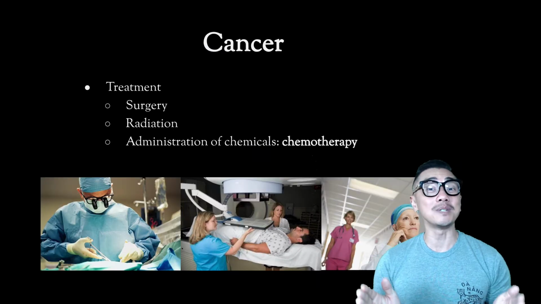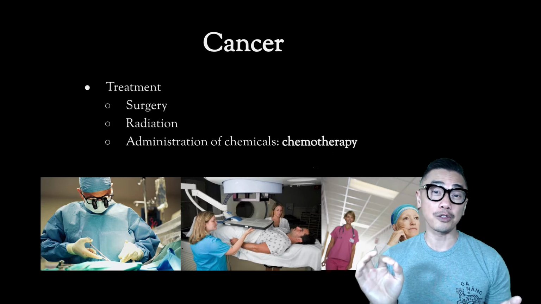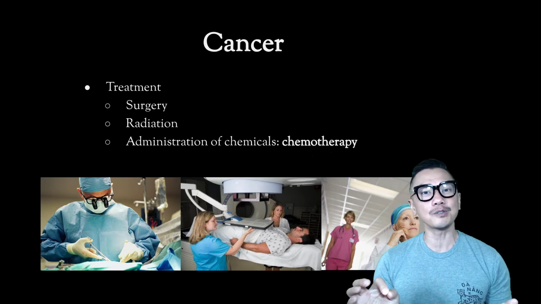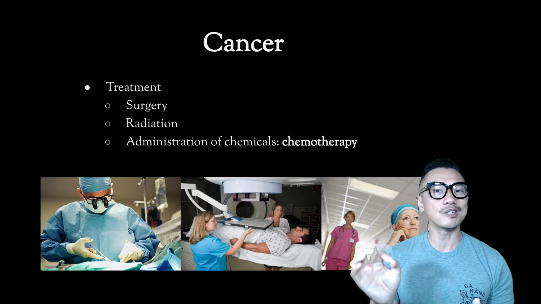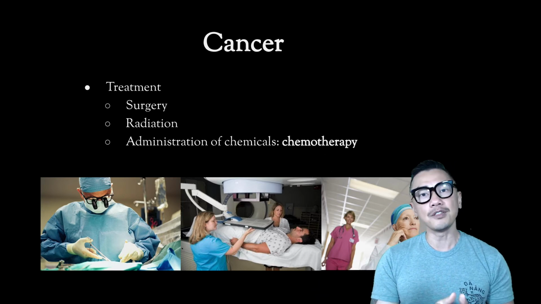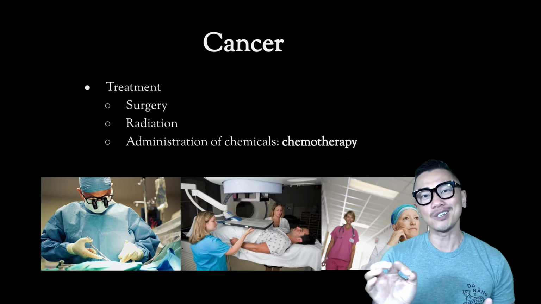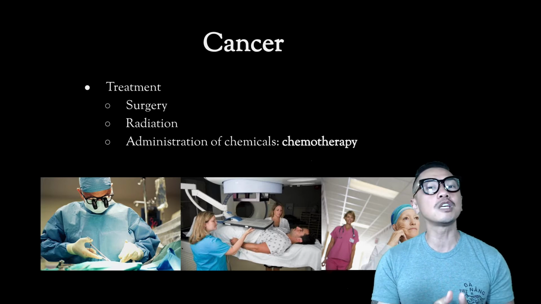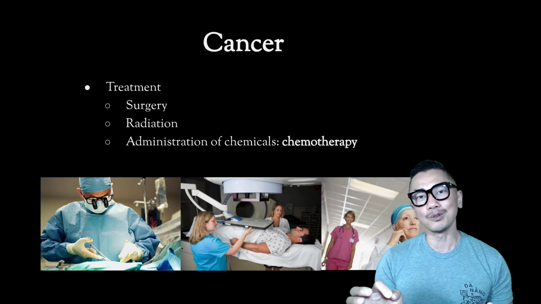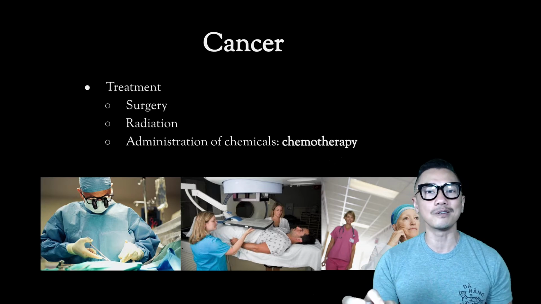After cancer has been diagnosed, there's usually 3 different ways in which the cancer can be treated. First is surgery, where the cancer is physically removed. Then there's radiation, where focused energy is used to kill cancer cells. And then there's chemotherapy, where chemicals are used to kill cancer cells.